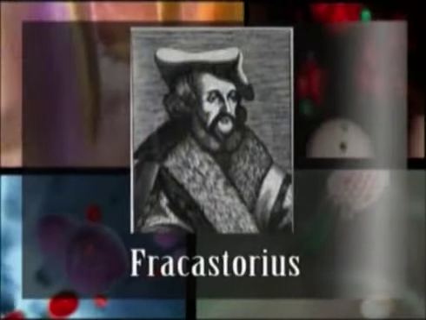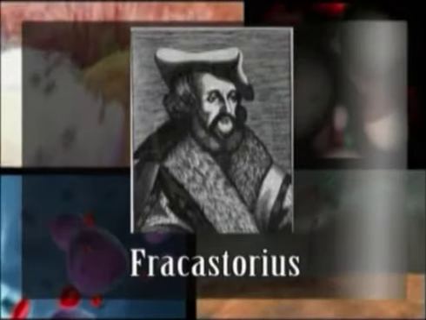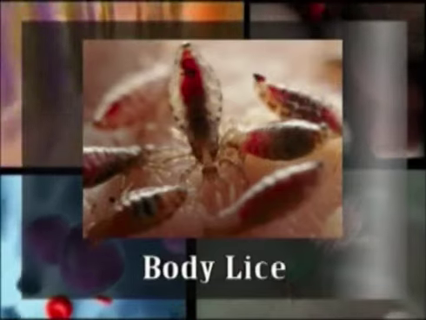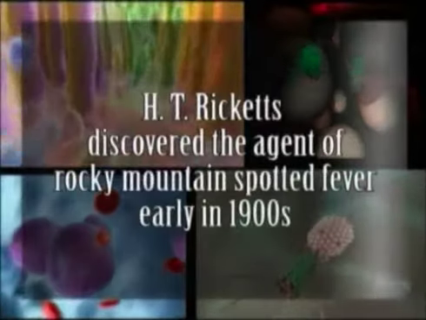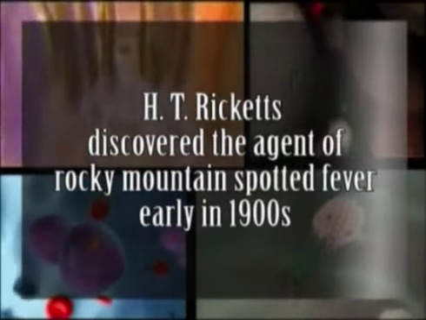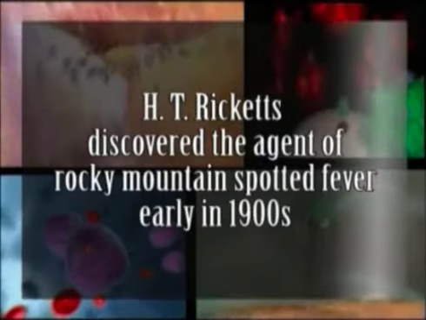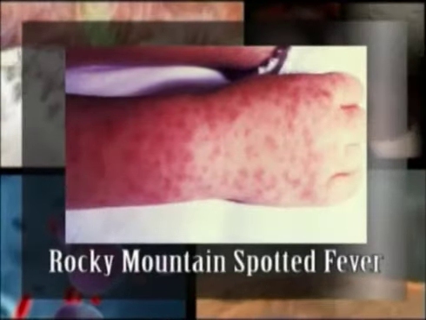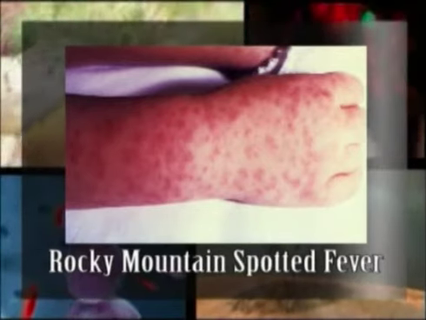Fracastorius in 1546 first described an epidemic which was later identified as typhus fever. The disease has played a major role in history ever since people began to congregate densely under conditions where body lice flourished. The microorganisms causing such diseases were named Rickettsia to honor H.T. Ricketts, who discovered the agent of Rocky Mountain spotted fever in the early 1900s and later died of typhus fever while investigating its etiology.